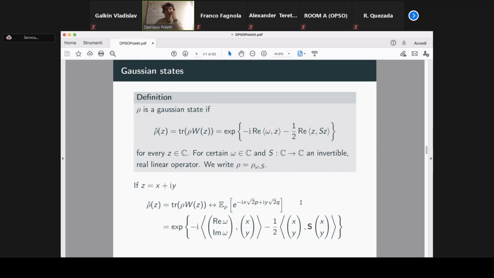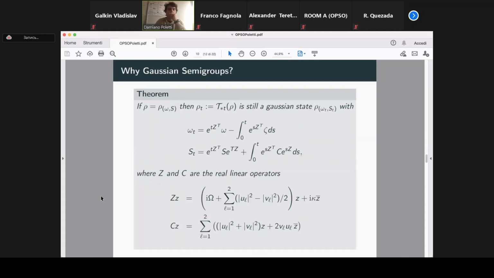Okay, now that we have Gaussian states, we can actually define why these are called Gaussian semigroups. And the reason is this theorem, which says essentially that this semigroup preserves Gaussianity, meaning that if we start from a Gaussian state, then its evolution under the semigroup is still a Gaussian state, whose mean vector and covariance operator are given by these formulas, where again, Z and C are real linear operators.